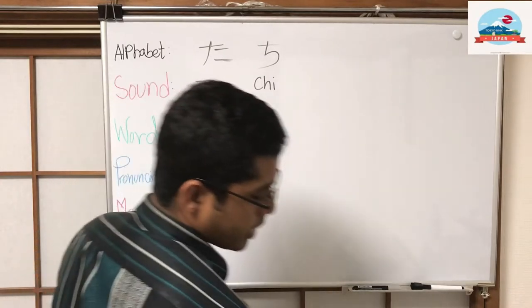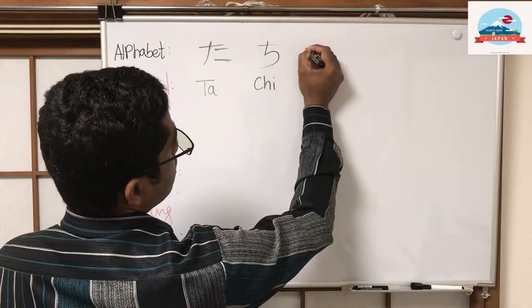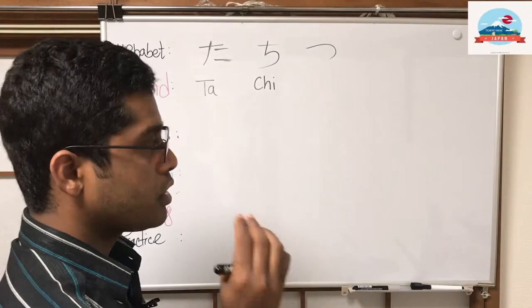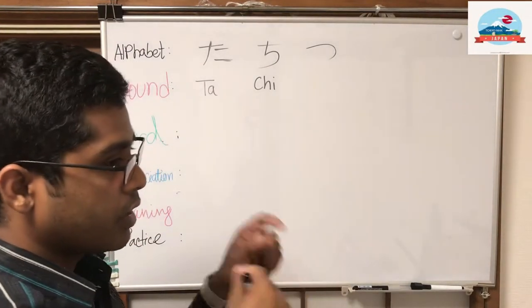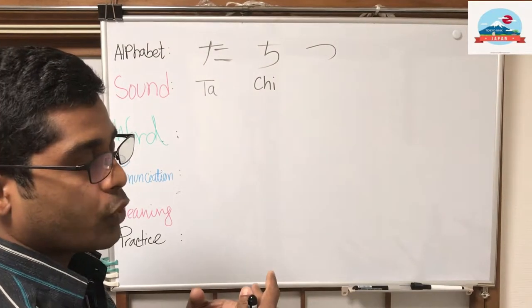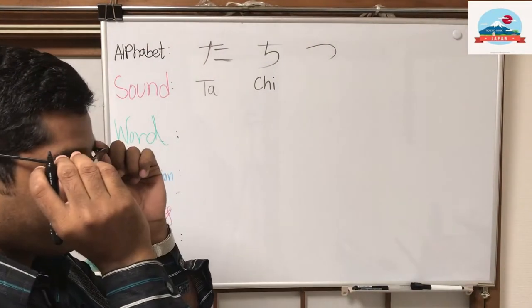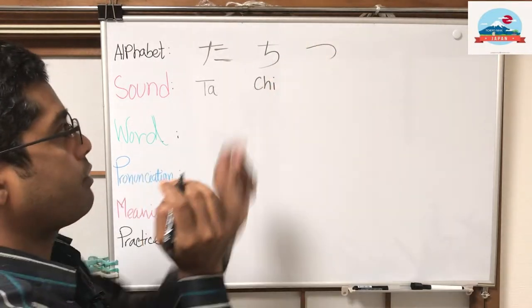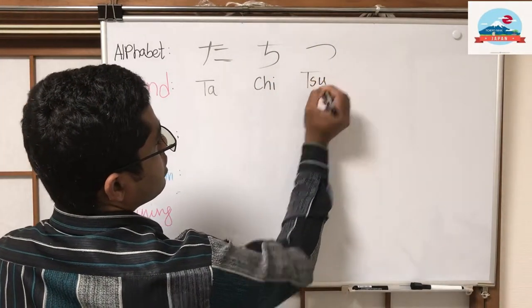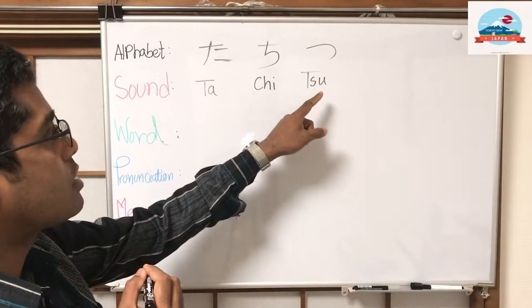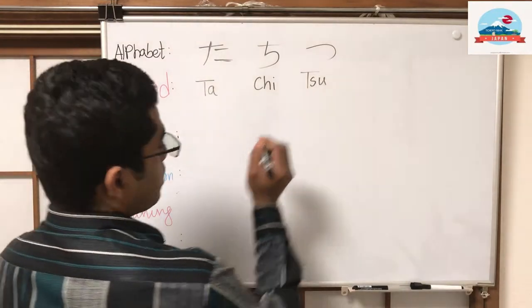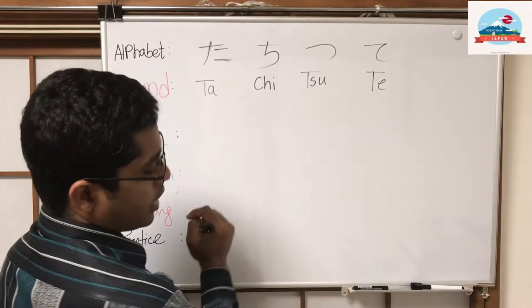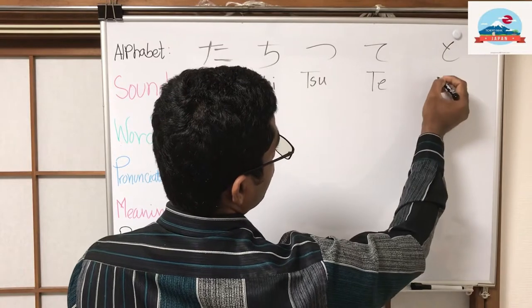Then su. See again. One stroke. Su. This su pronunciation is too difficult when we make a sentence or a word. So please, as a foreigner, every foreigner makes mistakes with these sounds, so please be careful. Su, su. This sound is su, okay. Then, te. This sound is te, te. And this last one, to, okay.